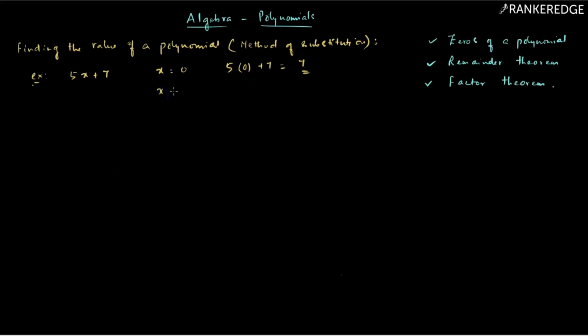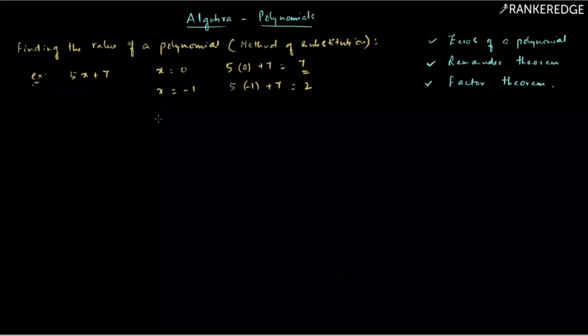What is the value of this polynomial when x is equal to minus 1? It will be 5 into minus 1 plus 7. That means minus 5 plus 7, that is 2. We can find the value of this polynomial for any given value of the variable using the method of substitution.